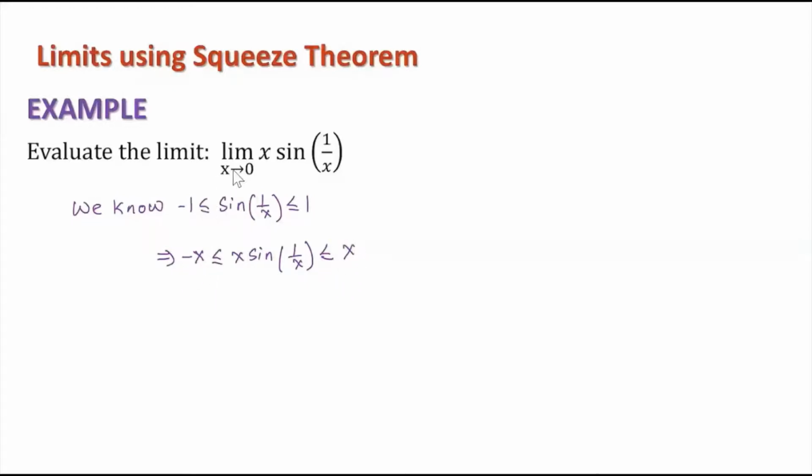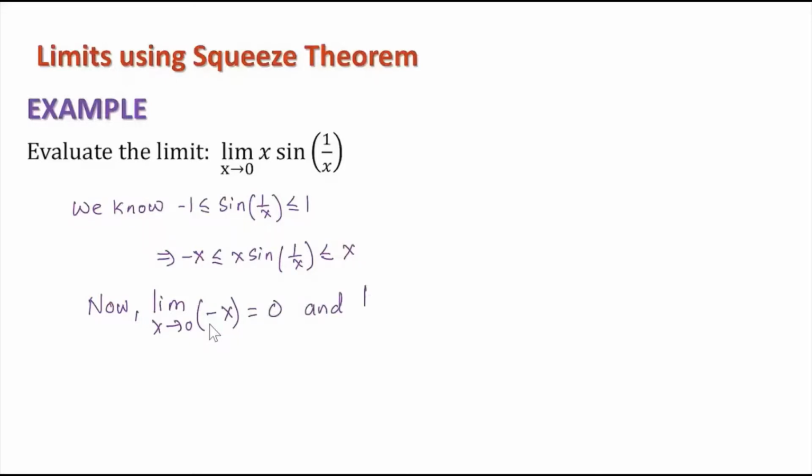Now what we have to do is find the limit as x approaches 0 of this one on the left and this one on the right. Let's find out what that value is. Now, the limit as x approaches 0 of negative x. This is a polynomial function, so you can perform direct substitution. If you plug in 0 for x, it will be negative 0, which is just 0.